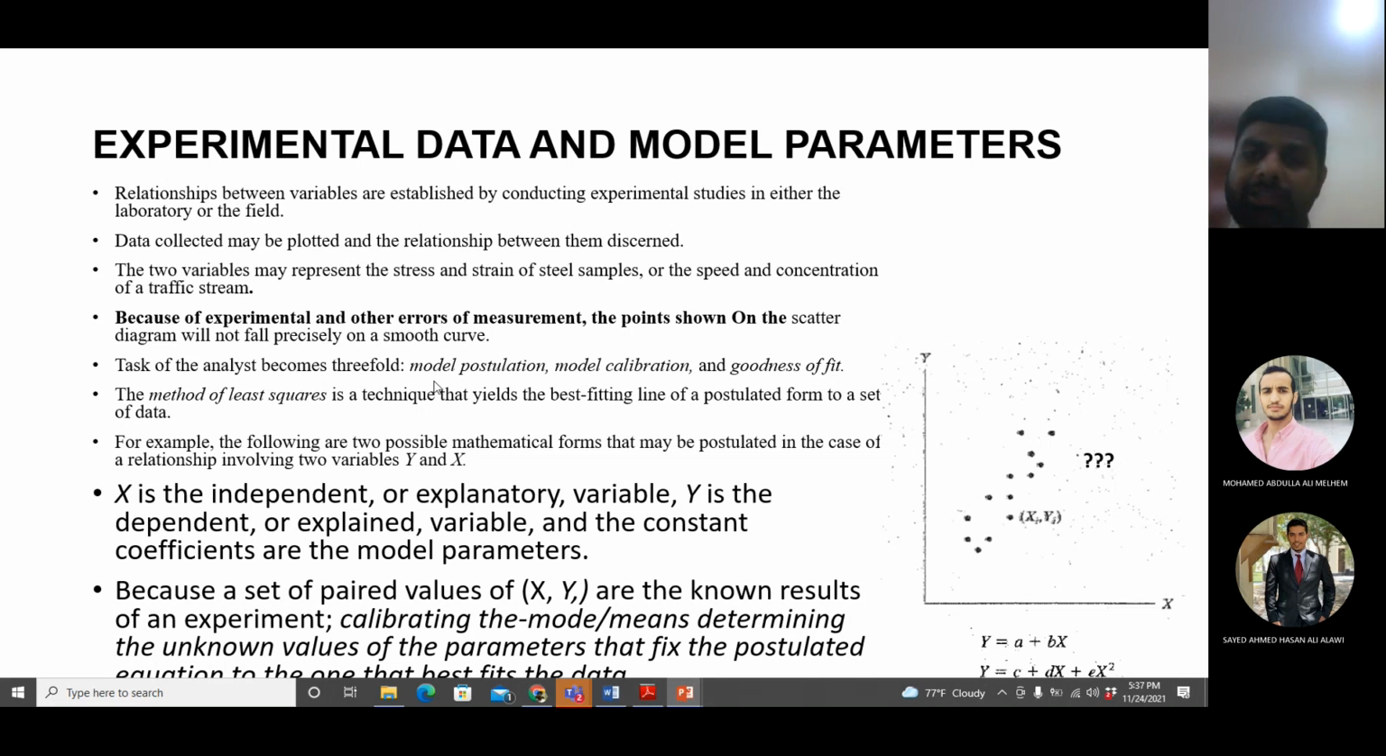Okay, in this case, you can do trial and error. You can use your experience. You can take help from other people who have worked in this field and so on to know what type of relationship there could be.